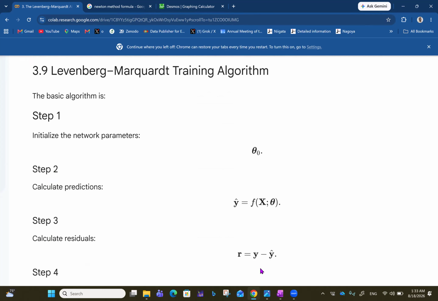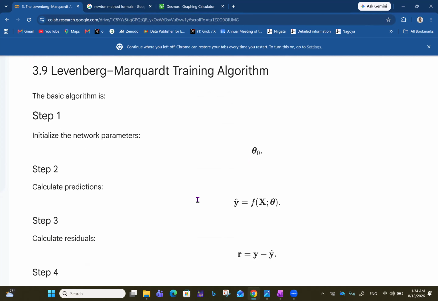Then we go ahead to talk about the Levenberg-Marquardt training algorithm. So the basic algorithm, step one, initialize the network parameters. You set an initial value for each of the parameters. Let's say you have 7 parameters, so you're going to have initial values theta 1 not, theta 2 not, theta 3 not, up to theta 7 not, because that's the starting point.